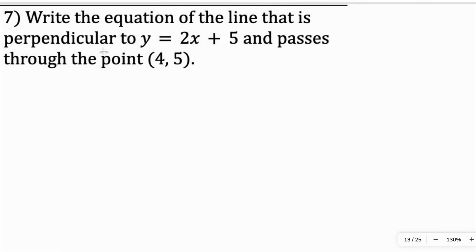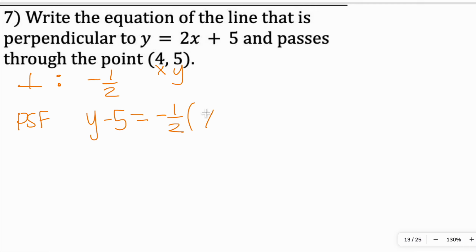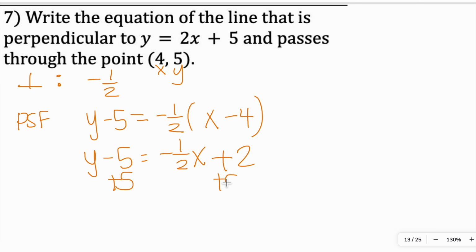Next, write the equation of the line that is perpendicular. So the perpendicular slope we need is the opposite reciprocal, so -1/2. So I'm going to plug that in with my point slope form first. So y minus 5 is equal to -1/2, the perpendicular slope, of x minus 4. And then to distribute for that slope-intercept form, I'm going to have -1/2 x plus 2. Then we're going to move that 5 over. We're just going to add 5 to both sides. So we get y is equal to -1/2 x plus 7.